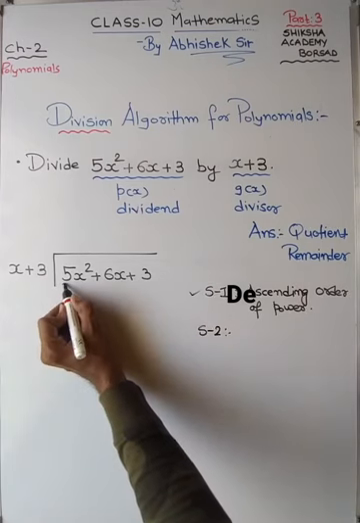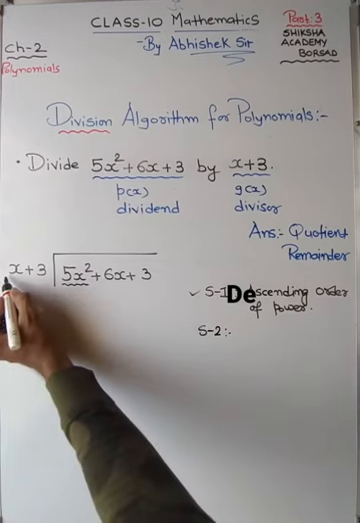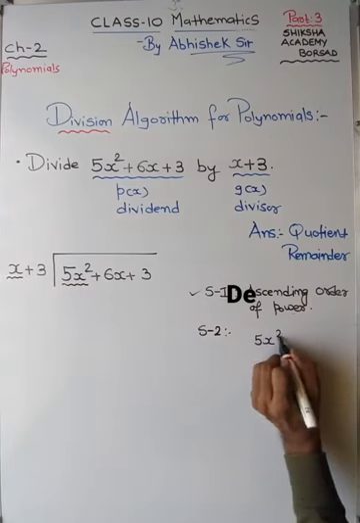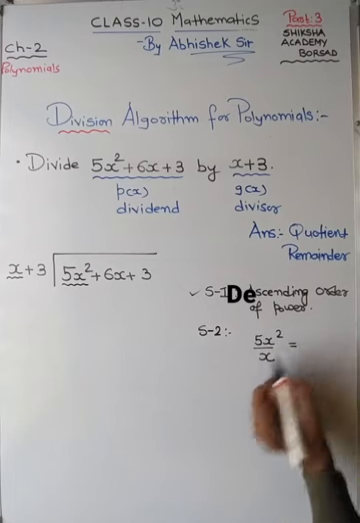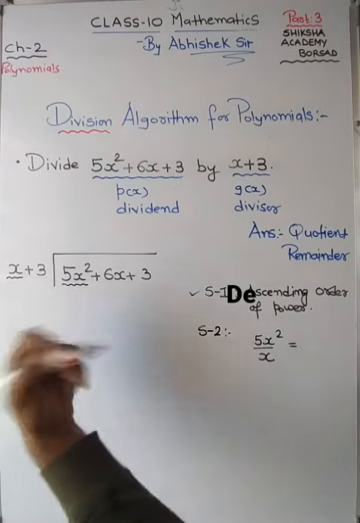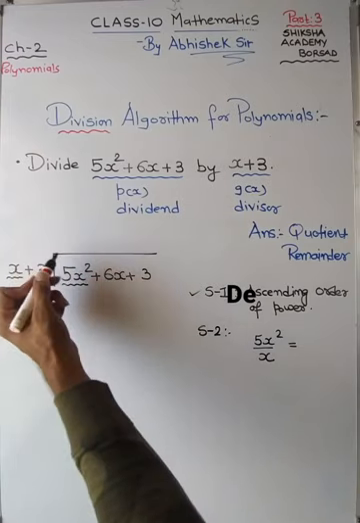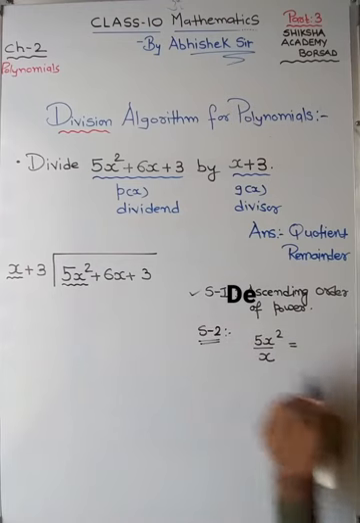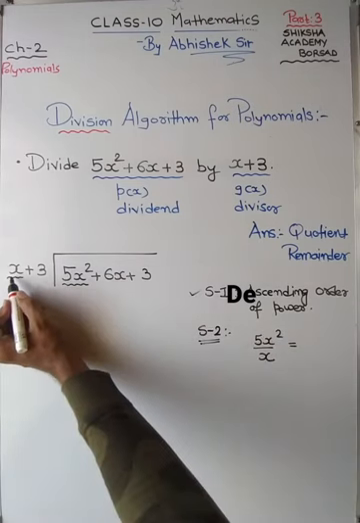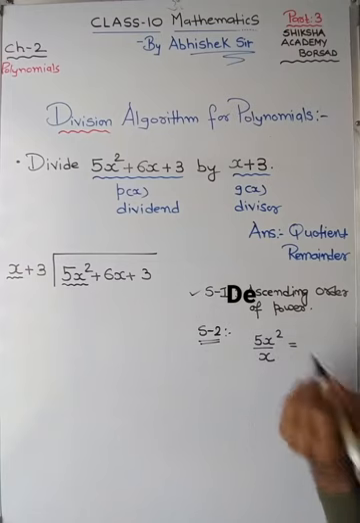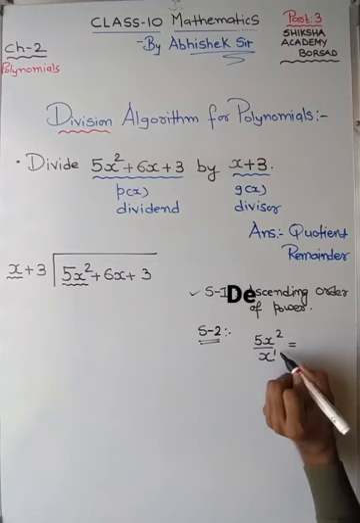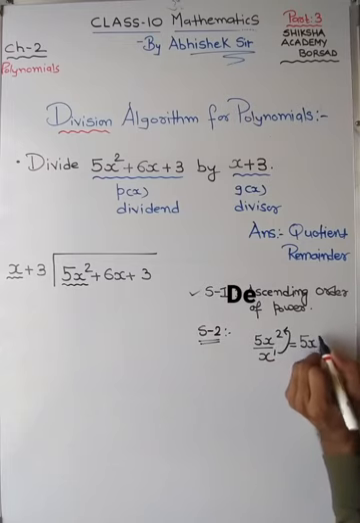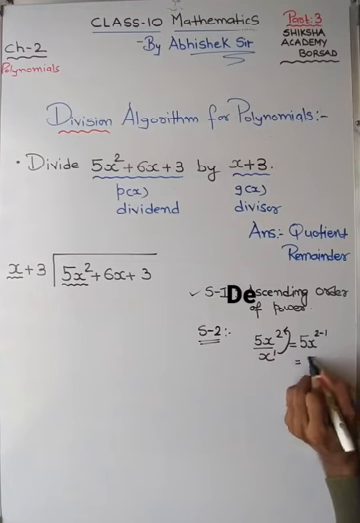The first term of the dividend must be divided by the first term of the divisor. So here I am doing 5x square upon x. Why are we doing this? Because to start the process we have to multiply the divisor with some term, and then only we can get the term below. So very important: divide the first term of the dividend by the first term of the divisor. 5x square upon x, here it is x raised to 1. Now 1 goes upside, it will be x raised to 2 minus 1, so that will be 5x.